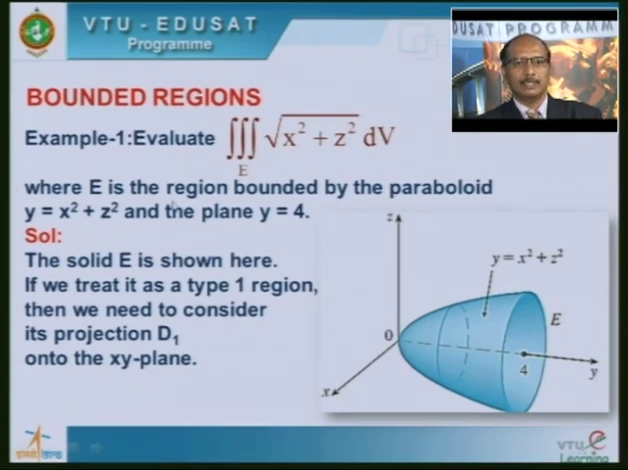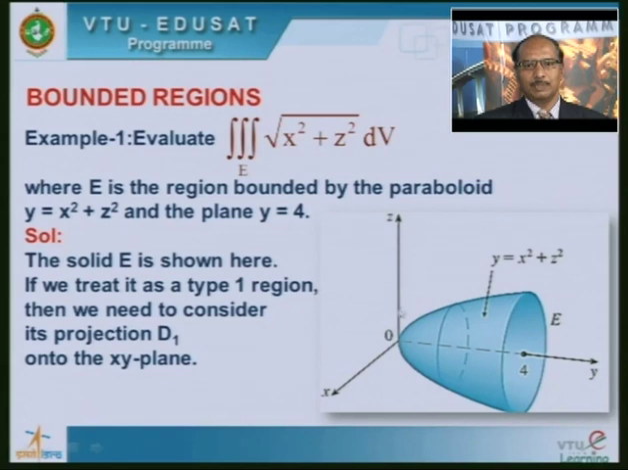Where E is the region, you understand what E is here. E is the region bounded by the paraboloid. See the paraboloid, its equation is y is equal to x square plus z square, and the plane y is equal to 4. So, these two are 3-dimensional objects: the paraboloid and the plane y equal to 4.